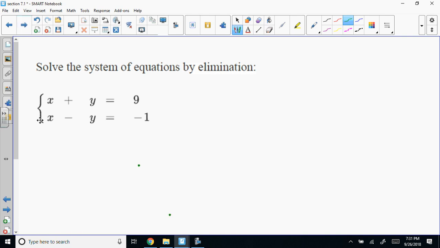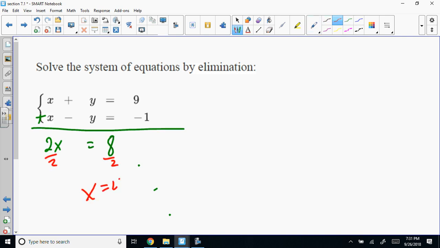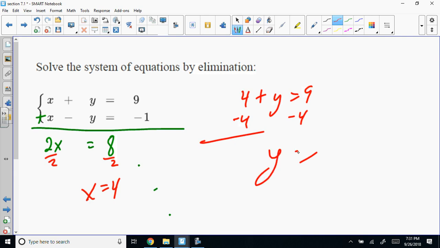All right. So I'm just going to add these, right? So that becomes 2x equals what? 8. So x equals 4. So I have 4 plus y equals 9. So negative 4. So y equals what? 5. So I have 4 comma what? There you go. Questions?